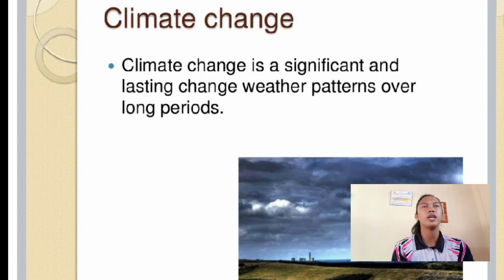Climate change is a significant and lasting change in weather patterns over a long period. This climate change has been popularized now, where we Filipinos and people all around the world are experiencing this climate change.